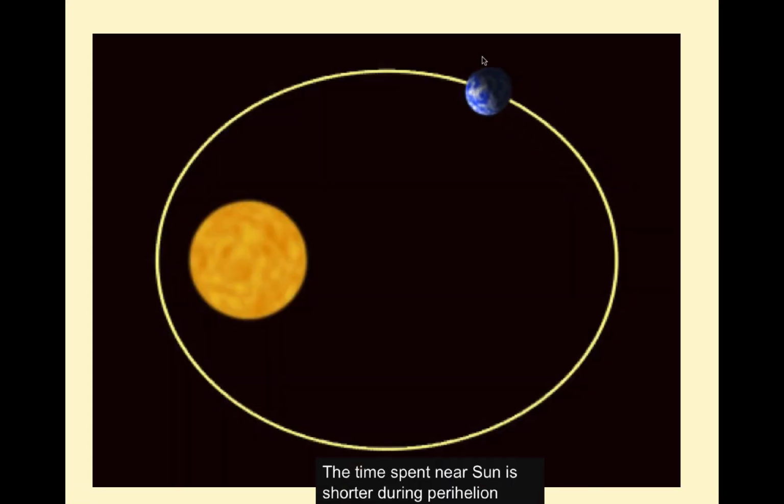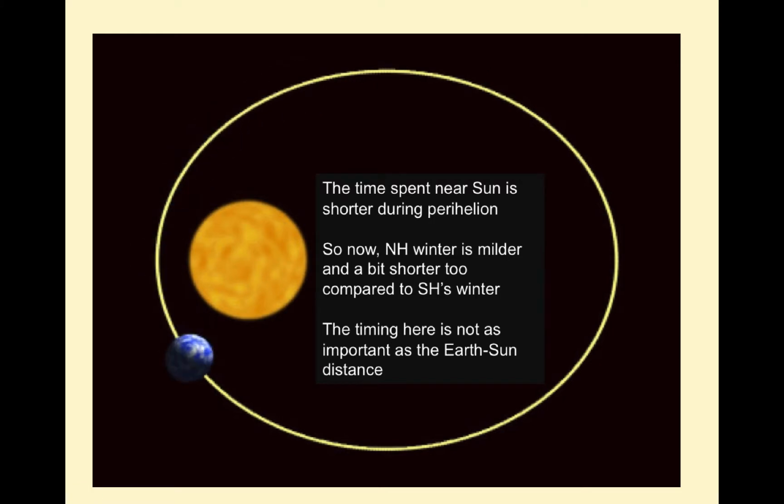This animation is showing that the time spent near the sun is shorter during perihelion, and that's because as you get closer to the attractor in these orbits, you move quicker. So right now, Northern Hemisphere winter is milder and a bit shorter too compared to Southern Hemisphere's winter. It turns out, however, that the timing here is not as important as the actual Earth to sun distance.